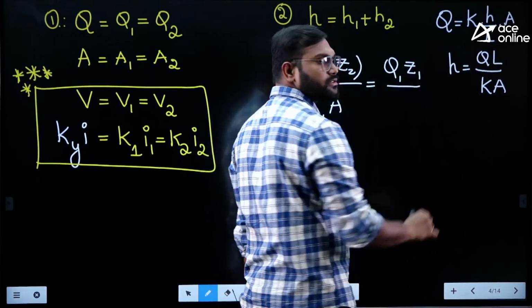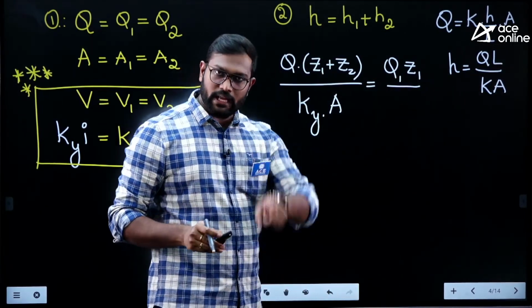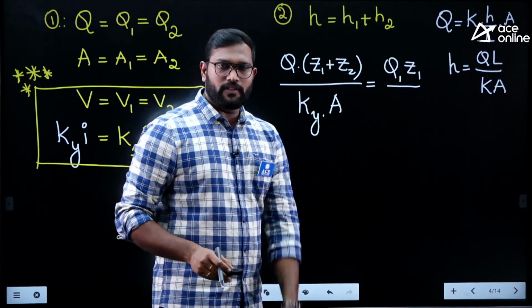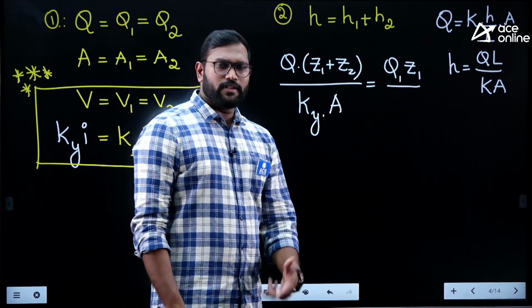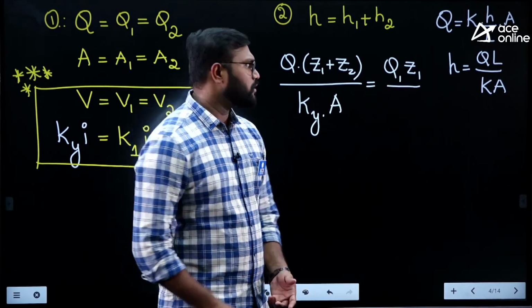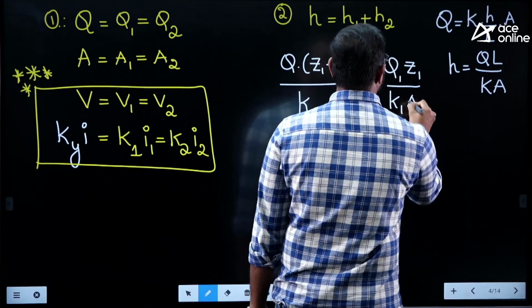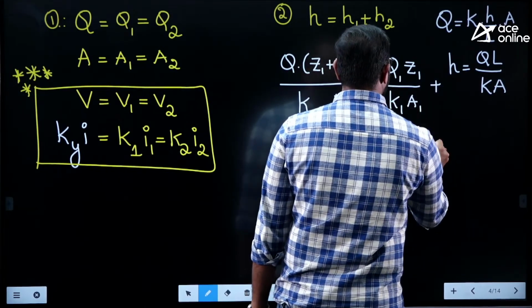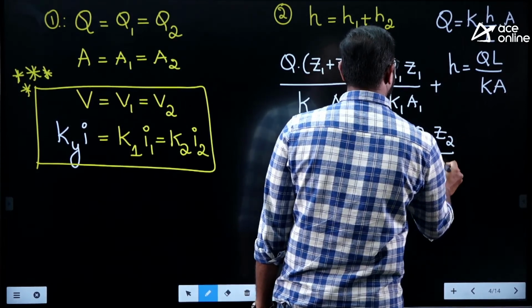What does this L represent? L represents seepage length. If the seepage is happening vertically, L becomes Z. If the seepage is horizontal, it is the horizontal length. If the seepage is inclined, it is the inclined length. So Q1 Z1 by K1 into A1 plus Q2 Z2 by K2 into A2.